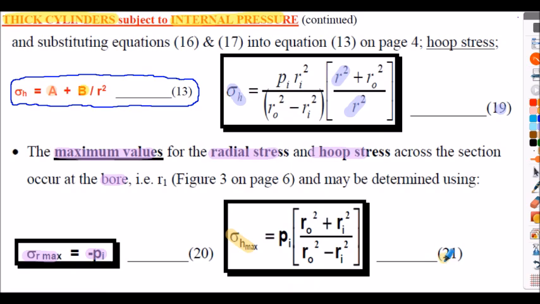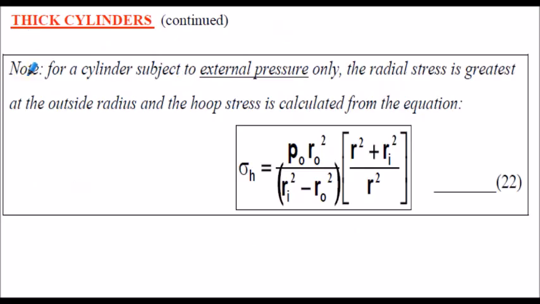equation 21. Just note, for a cylinder subjected to external pressure only, the radial stress is greatest at the outside surface, and the hoop stress is calculated from equation 22 shown here. Also note, for reference, cylinders with external pressure also need to be checked for buckling, but that's outside the scope of this particular presentation.